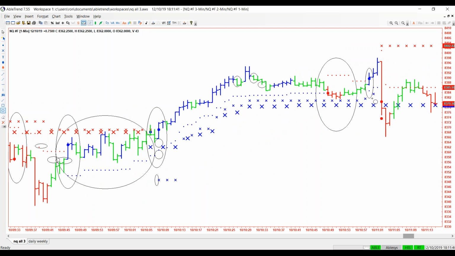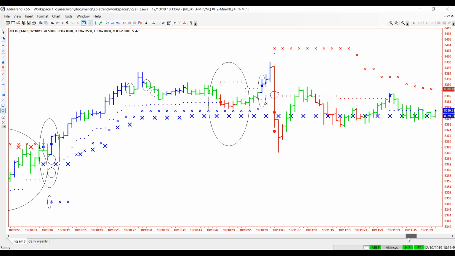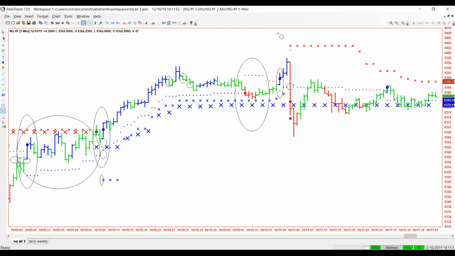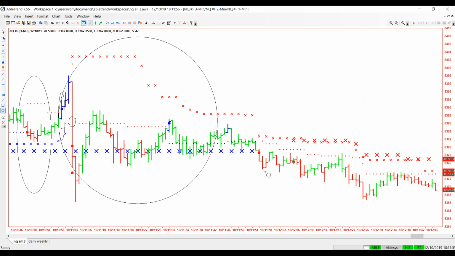There's a losing trade. Got to be fair about it. Only lost 5 points, but we would have been stopped out 2 bars later. Nothing's perfect, but still up, doing well for the day. Obviously a no trade zone here, nothing but red and blue mix.